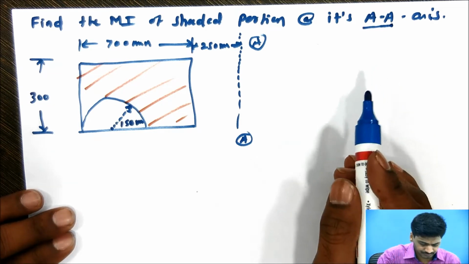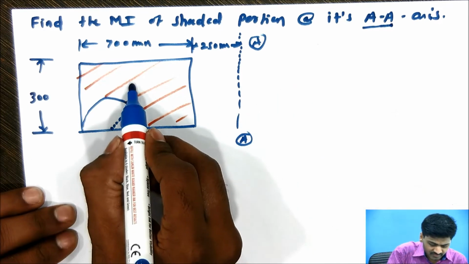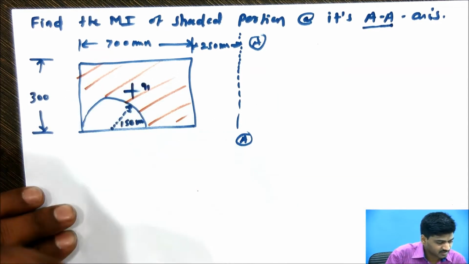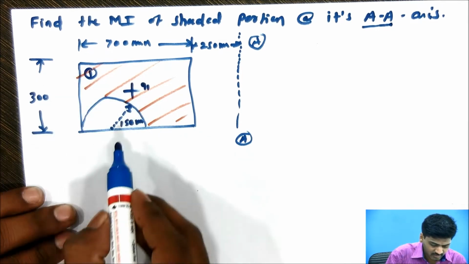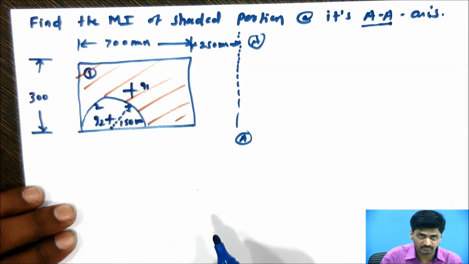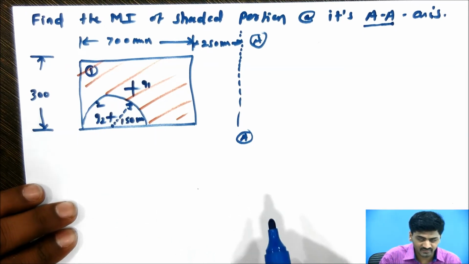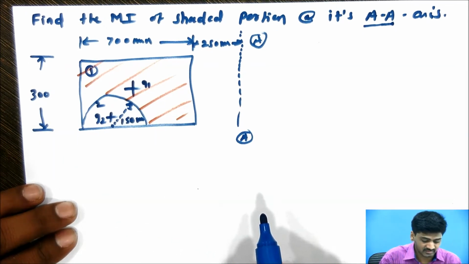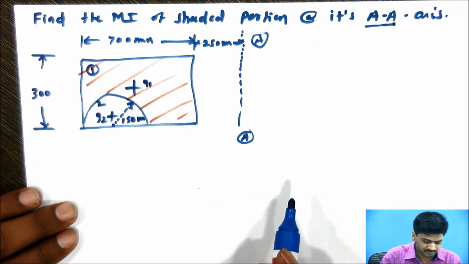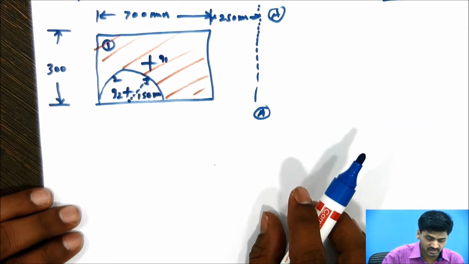Let's observe. First of all, I am considering this as small g1, this is my figure number 1, and this is small g2, this is my figure number 2. Why is it essential? To identify the distances. The second part is that you calculate the area.